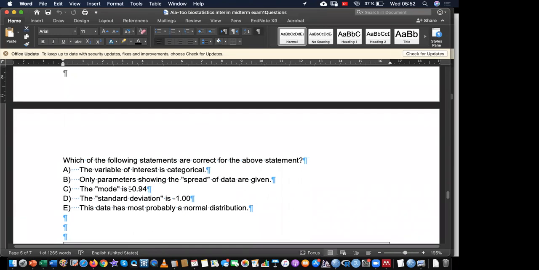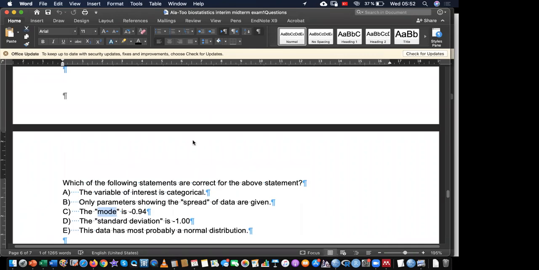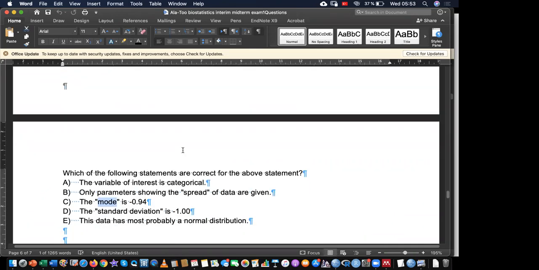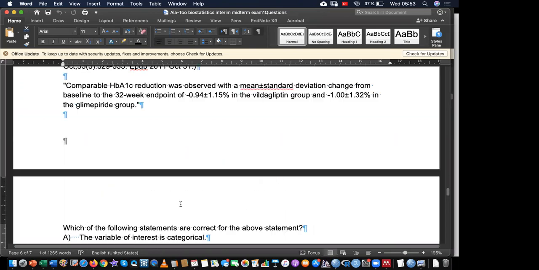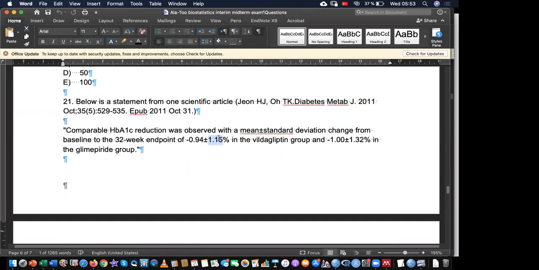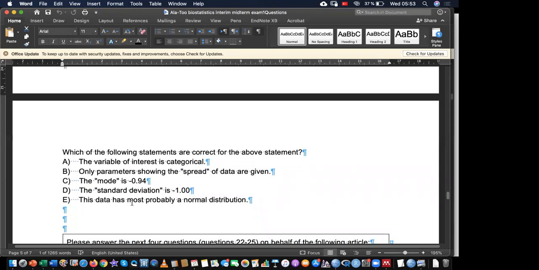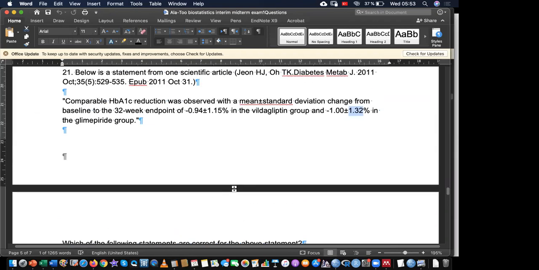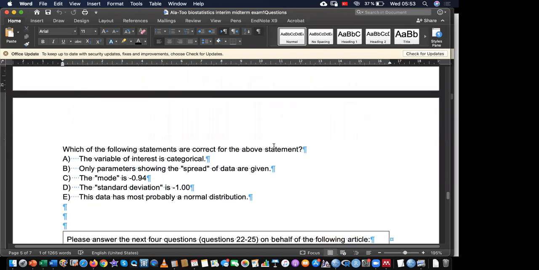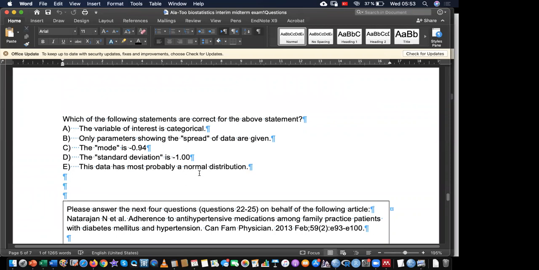The mode is 0.9. There is nothing about the mode mentioned here. The standard deviation is -1. Standard deviation is 1.1 and 1.3, and it cannot be minus, by the way. This data has most probably a normal distribution. We assume that it has a normal distribution because they have given the mean and standard deviation. If the authors have presented mean and standard deviation, we can assume that it is normally distributed.